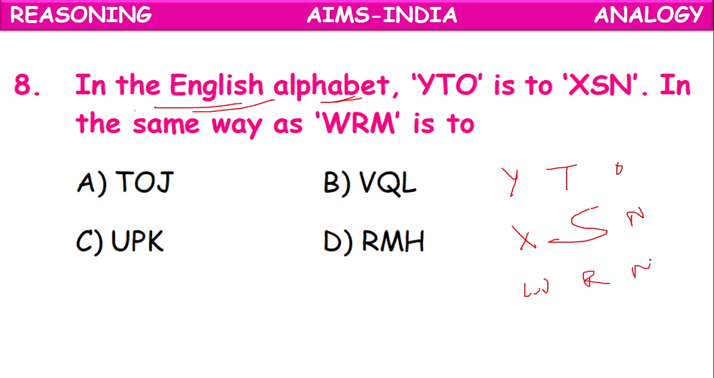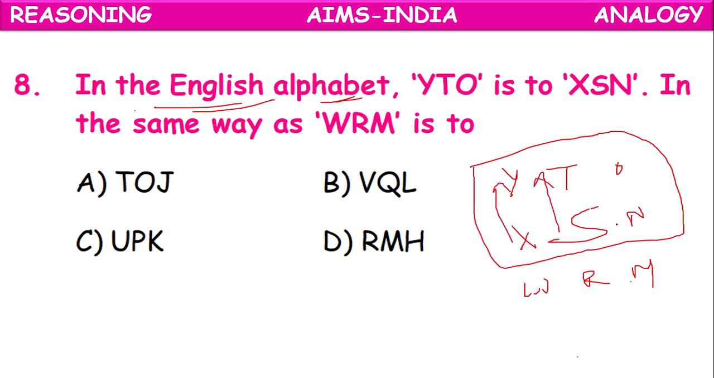So, in the English alphabet, YTO is related to XSN. Then, WRM is related to what? What is the relation here in this pair? XY, ST, NO means Y minus 1. The alphabet before Y is X, before T is S, before O is N.